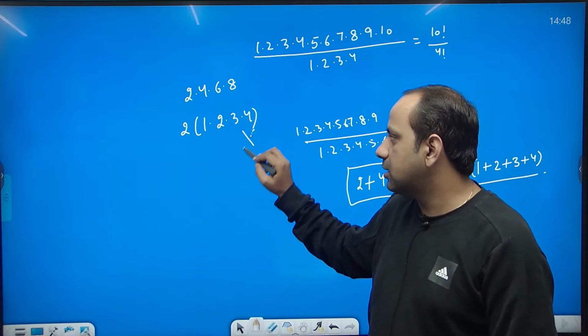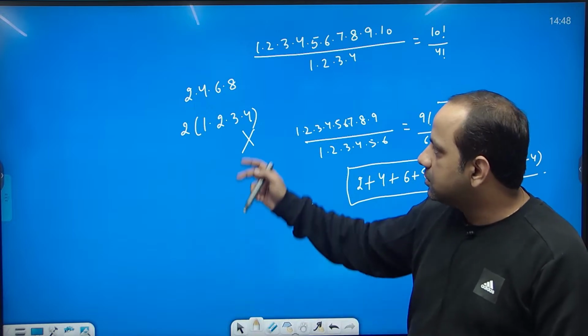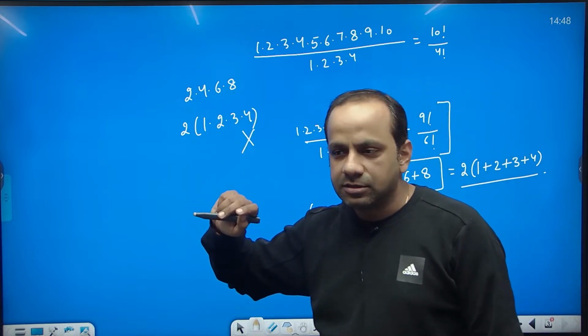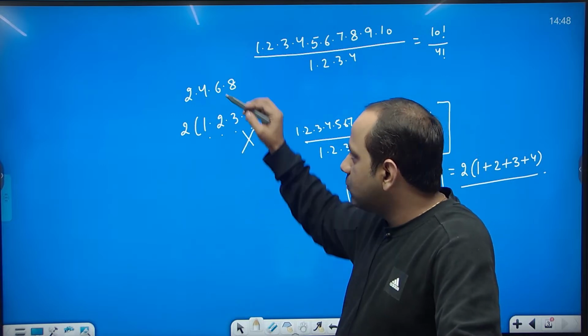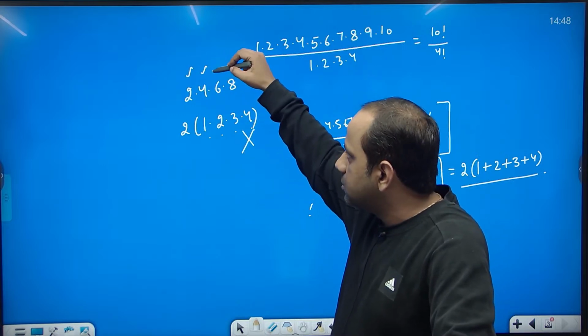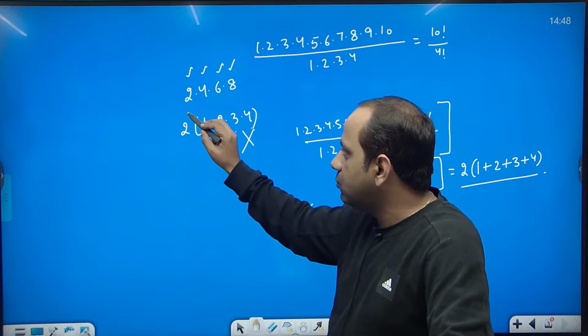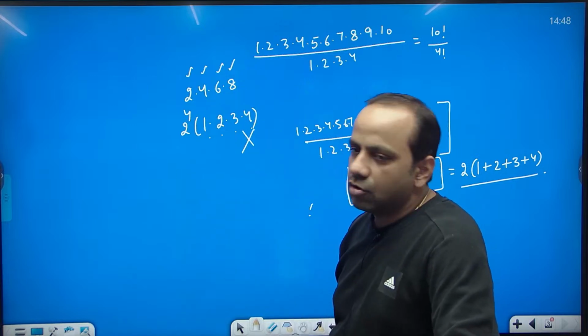No, this is not correct, because here we have a product of 4 numbers. If I want to convert it into 1, 2, 3, 4, we have to take 2 common from this, from this, from this and from this. So we have to take 2 to the power 4 common out of this.